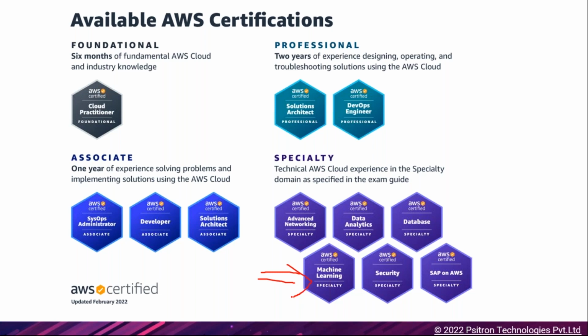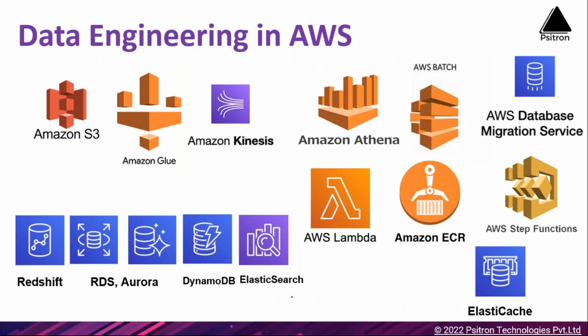So what exactly does the industry use for data engineering in AWS? Starting from AWS S3, which is a storage platform. This acts as a data repository where you keep all your data in an S3 bucket. Then AWS Glue for your ETL services. What do you mean by ETL?